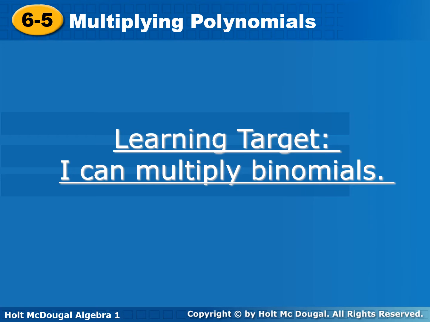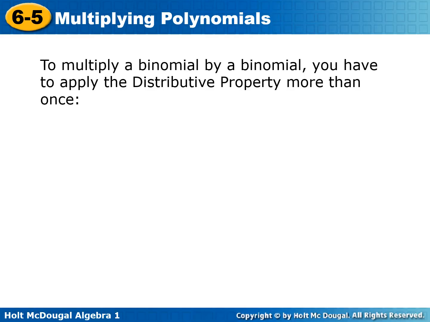Going back, a binomial is a type of polynomial which consists of two terms. Alright, to multiply a binomial by a binomial, you have to apply the distributive property more than once. Now let's have here an example.